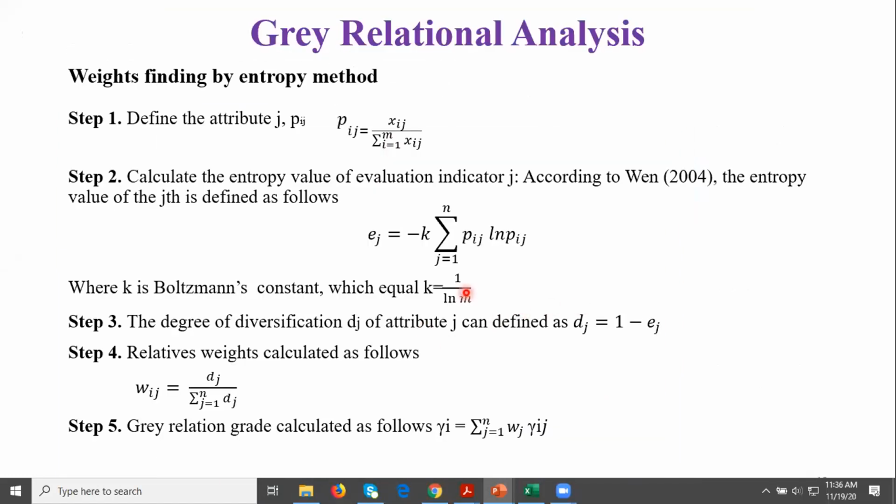M is the number of experiments. Then they consider the degree of divergence. They calculate 1 minus Ej, which is the entropy fraction. From that, they calculate the weights and the coefficients. Then they calculate the gradation grades.